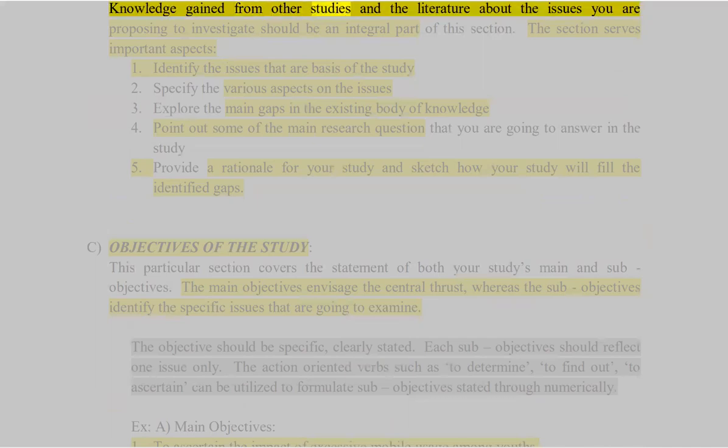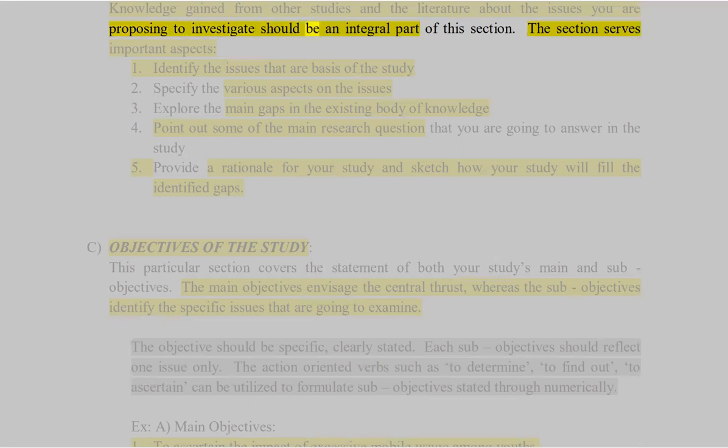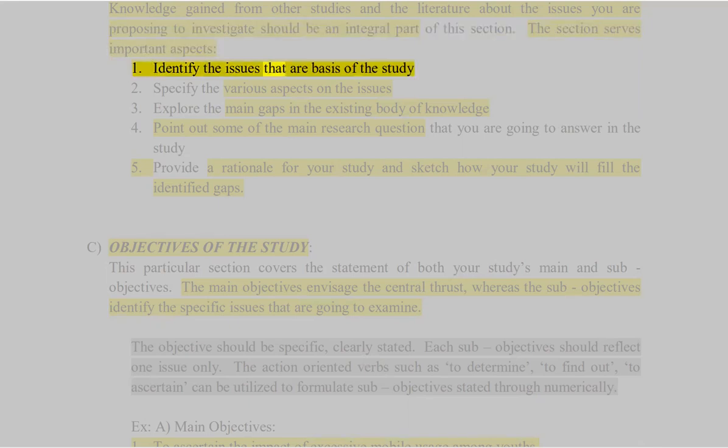Knowledge gained from other studies and the literature about the issues you are proposing to investigate should be an integral part of this section. The section serves important aspects. 1. Identify the issues that are the basis of the study. 2. Specify the various aspects of the issues. 3. Explore the main gaps in the existing body of knowledge. 4. Point out some of the main research questions that you are going to answer in the study. 5. Provide a rationale for your study and sketch how your study will fill the identified gaps.